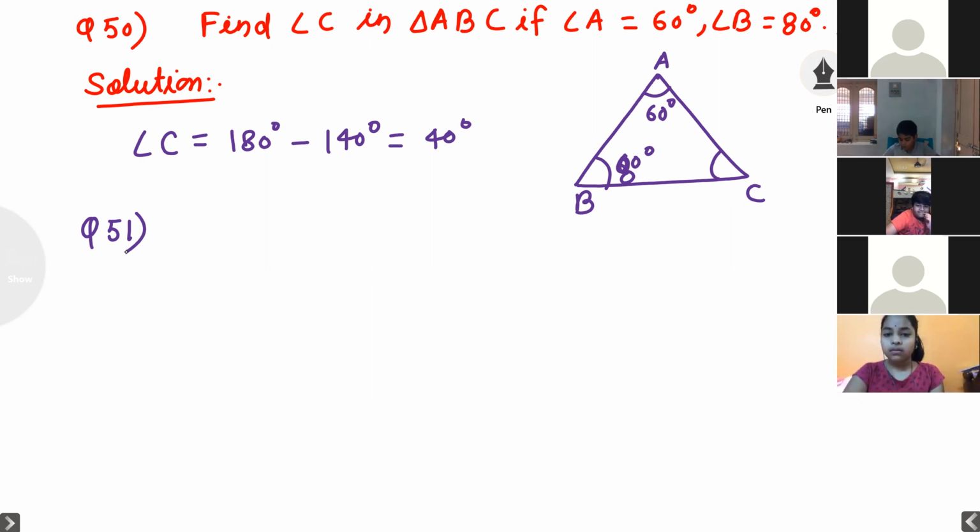Now I am coming to chapter 3, quadrilaterals. What is a quadrilateral? When we join four line segments, that is called a quadrilateral. A quadrilateral is a closed figure formed by four line segments. There are three types of quadrilateral: parallelogram, trapezium, kite. Again, parallelograms are of three types: square, rectangle, and rhombus.